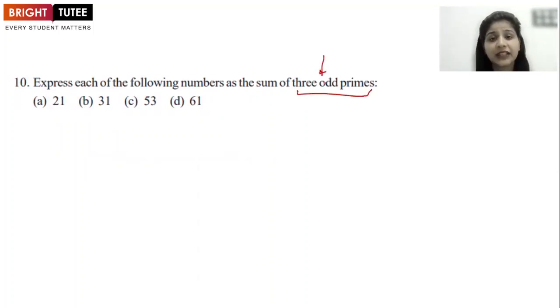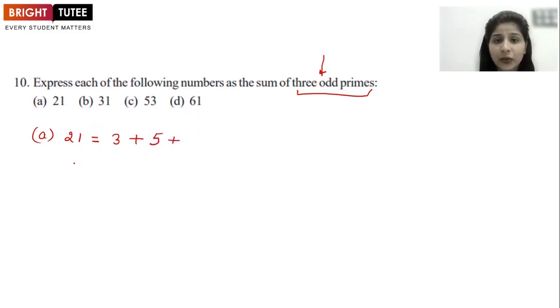Keep this in mind, 3 odd primes, and 21 is the number. Starting with 21, because I don't have to take an even prime, 2 is cancelled. Starting with 3, the next prime number is 5. 5 and 3 is 8. So how much do I have to add to 8 so that I get 21? Think about it. If I add 13, which is also a prime number, the sum is going to be 21. So all three of them are odd prime numbers.